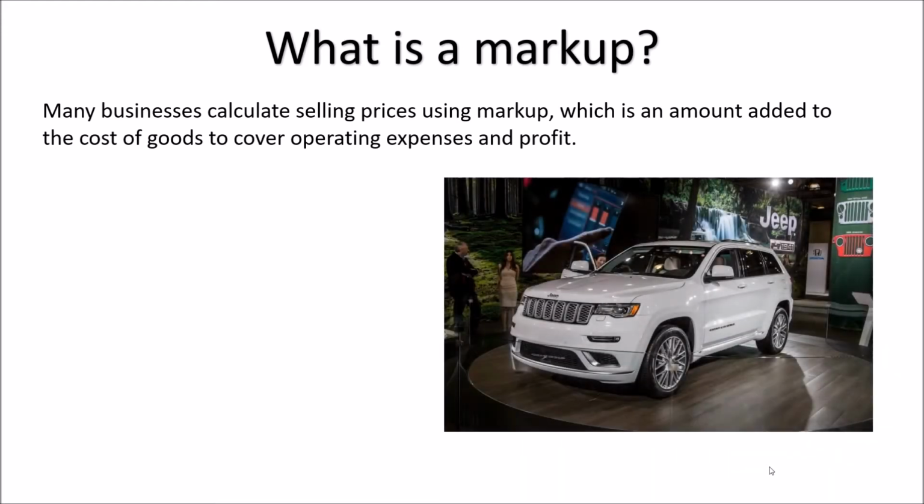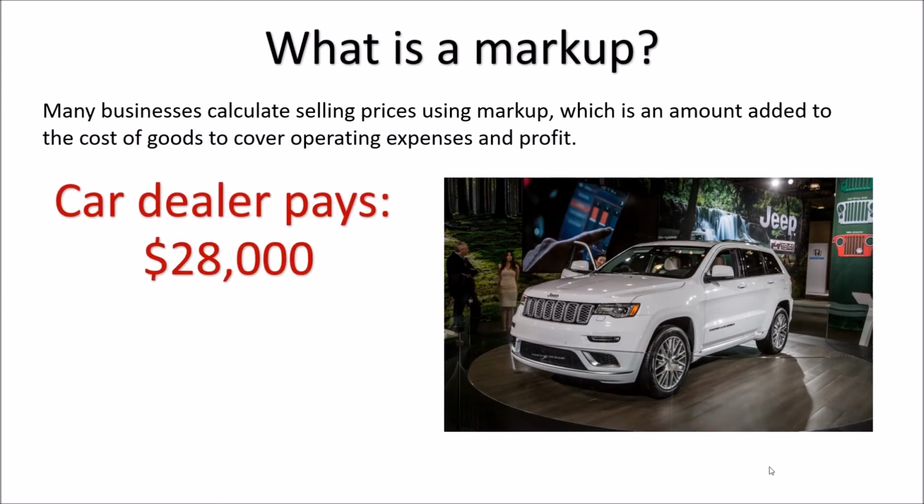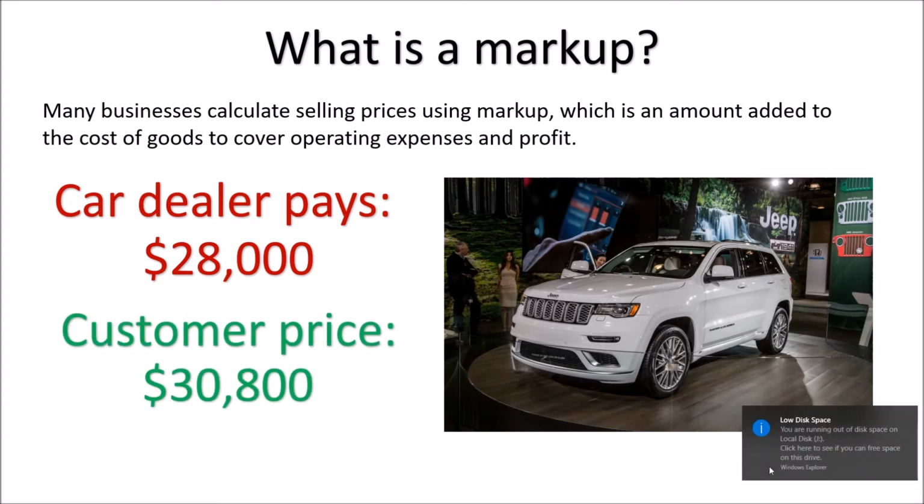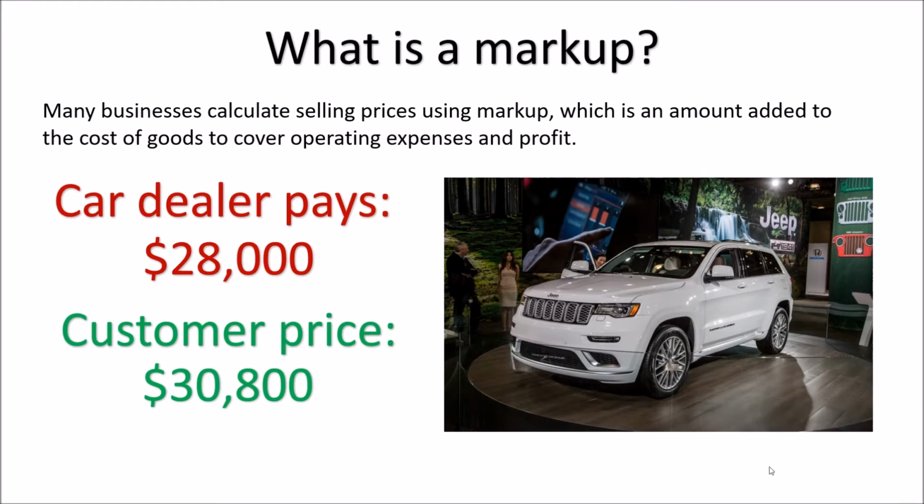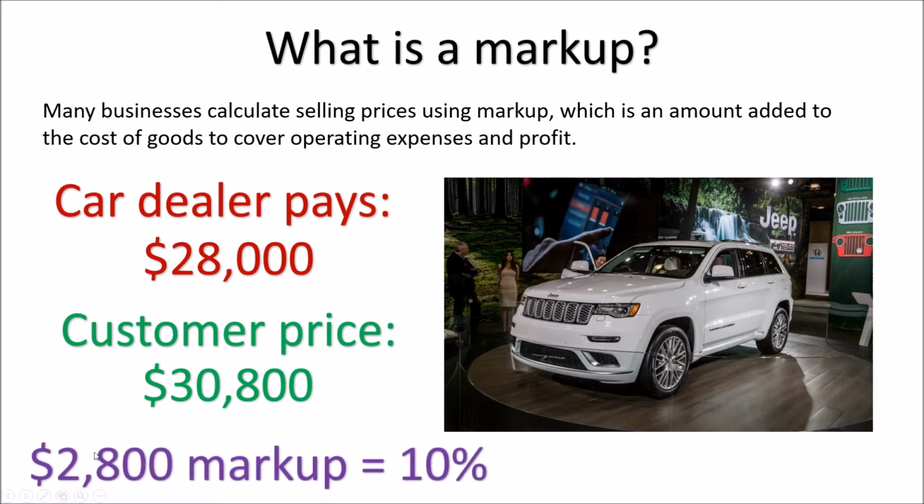For example, if you have a car dealership like this Jeep dealership here, they might buy the car from the manufacturer or pay $28,000 for the Jeep. They're going to charge the customer more because they need to mark it up in order to make a profit. So they could mark it up to $30,800. Therefore, if you subtract those two values, the markup is $2,800. That's how much it's been marked up in dollars. And if we calculated that as a percent, it would be a 10% markup, which is what we'll be talking about in this video, how to find the percent markup.